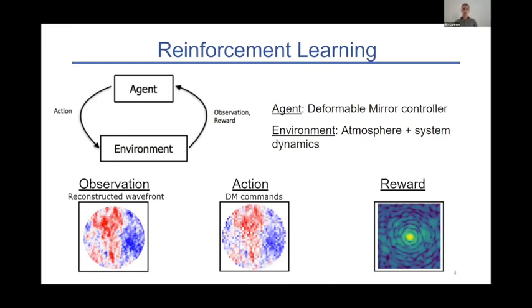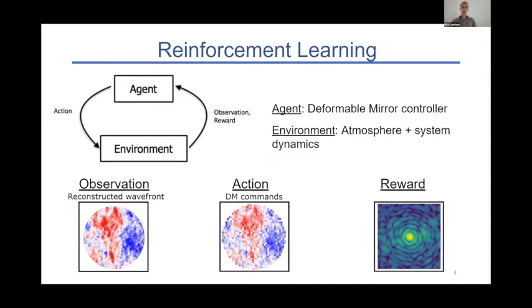Reinforcement learning uses a framework which is shown in the figure here, and I will formulate the AO control problem in this framework. We have an agent, which is our deformable mirror controller, which operates in an environment. The environment is just all the dynamics around it, so the atmosphere, the servo lag, and everything.